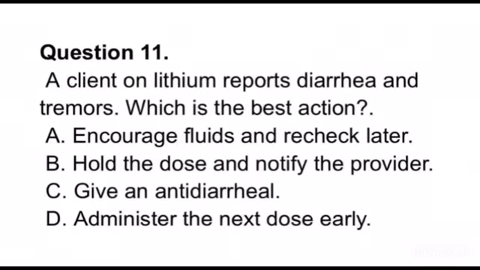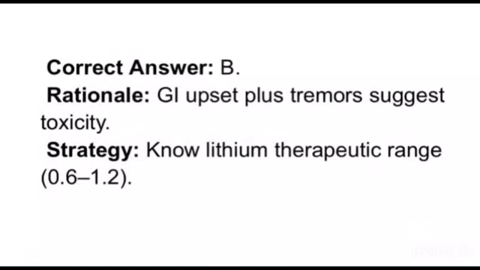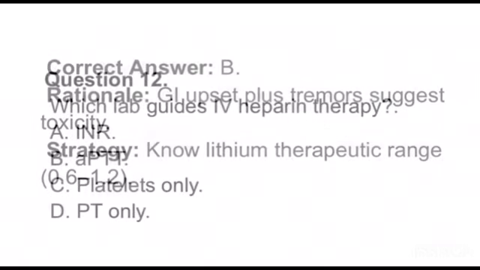Question 11. A client on lithium reports diarrhea and tremors. Which is the best action? A. Encourage fluids and recheck later. B. Hold the dose and notify the provider. C. Give an antidiarrheal. D. Administer the next dose early. The correct answer is B. Rationale: lithium therapeutic range is 0.6 to 1.2. Strategy: GI upset plus tremors suggests toxicity.